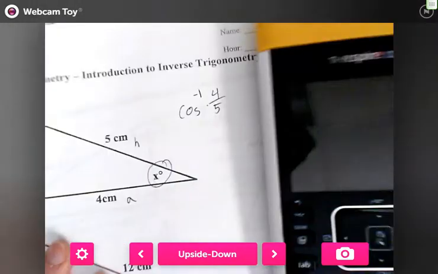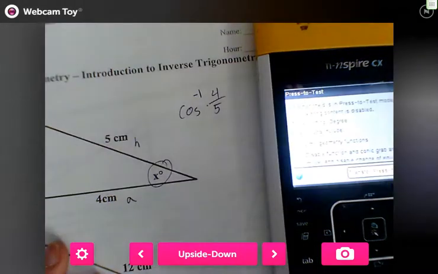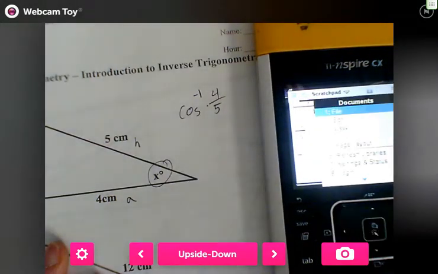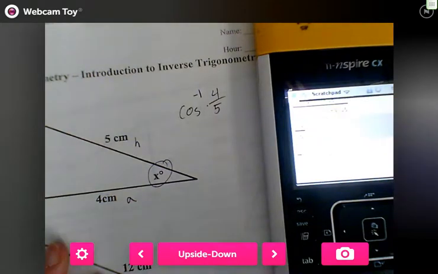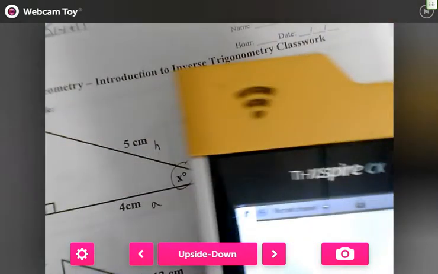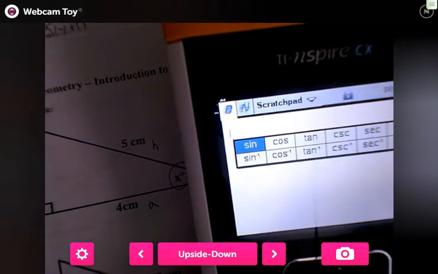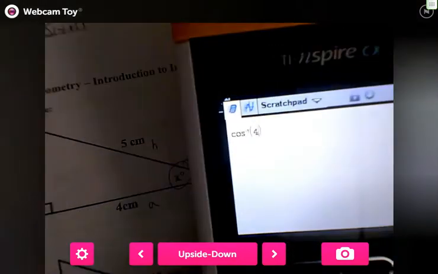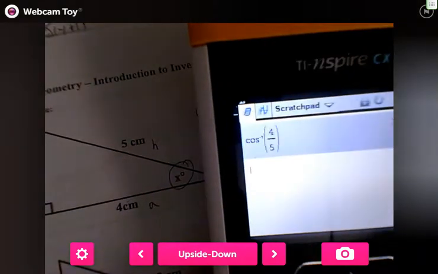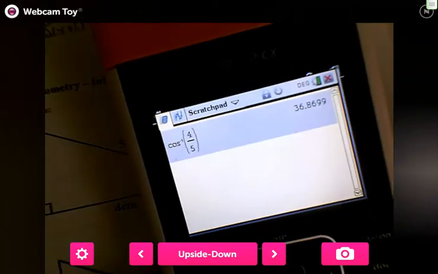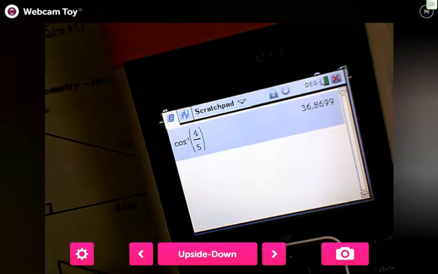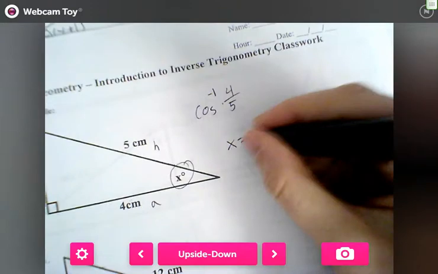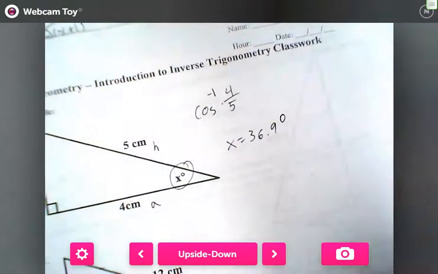Let's do that right now. Pull up your calculator. I'm going to clear this off so it's a little easier to see. So I'm literally going to hit trig, cosine negative 1, 4 divided by 5, enter. That's my angle right there, 36.8. That's the whole thing, 36.9, because let's round up. So x equals 36.9 degrees.